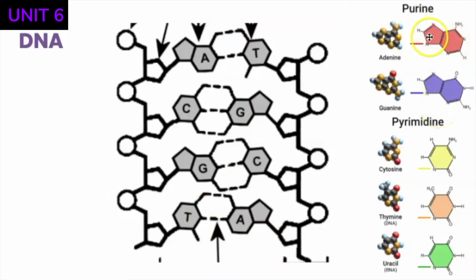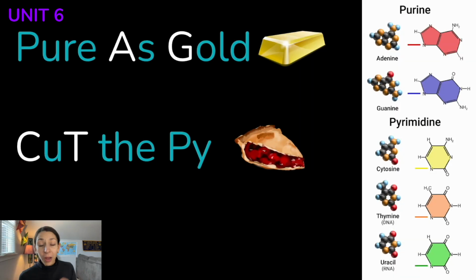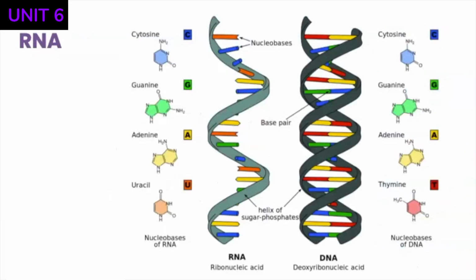Here are purines and pyrimidines up close. You can see that adenine and guanine have 2 rings. Pyrimidines have 1. A great way to remember this is pure as gold, cut the pie. This is a mnemonic to help us remember that our purines, pure as gold, are adenine and guanine, A and G here. And our pyrimidines are cut the pie, C and T are in the word cut, pie for pyrimidines, PY. Hopefully that'll be helpful.